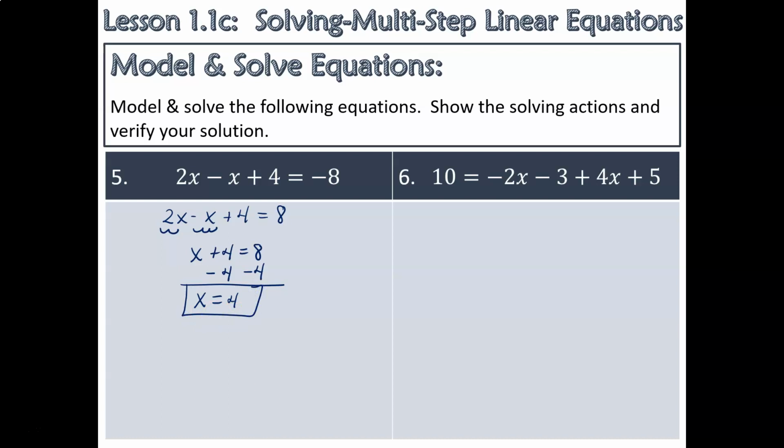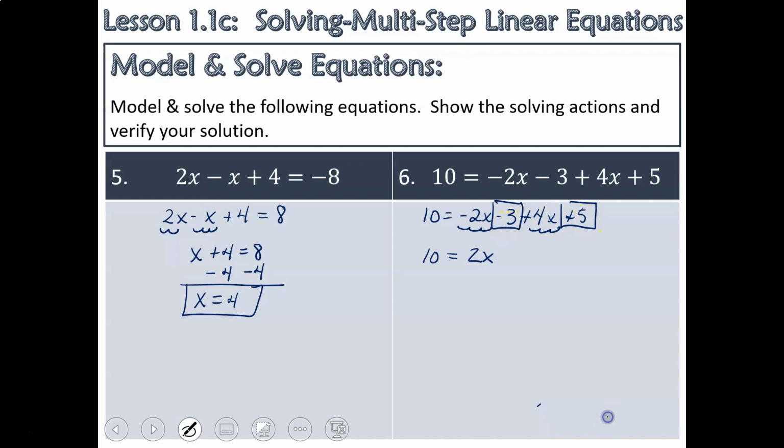Now number 6. Copy that down. A few more terms to deal with here than before. A little more collecting to do. So we have to collect our x's together, but we also have to combine these constants here. So let's deal with the x's first. Negative 2x and positive 4x gives me 2x. And when I add negative 3 and 5 together, that's positive 2.